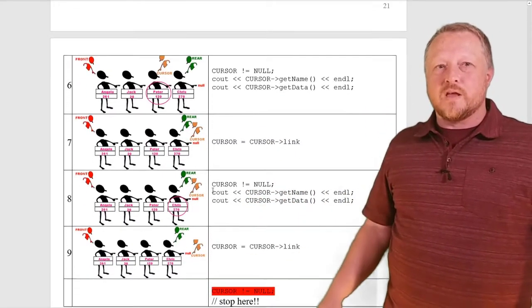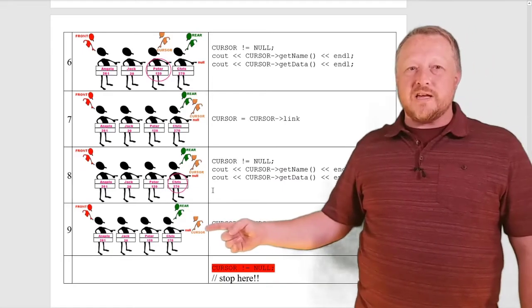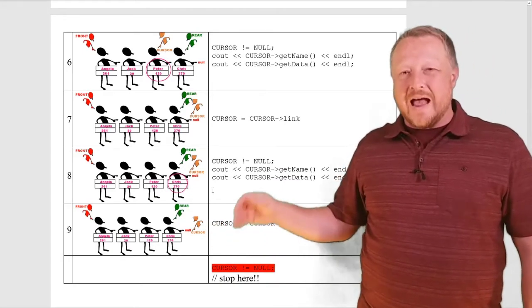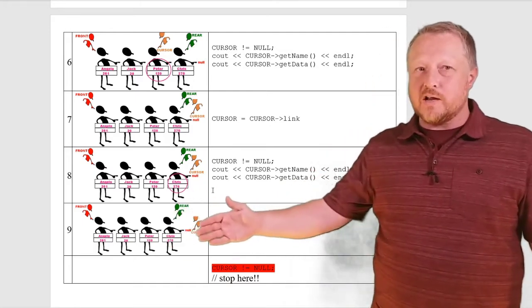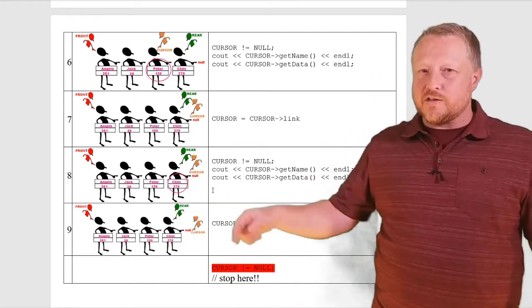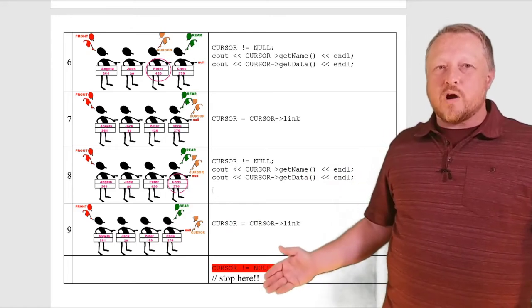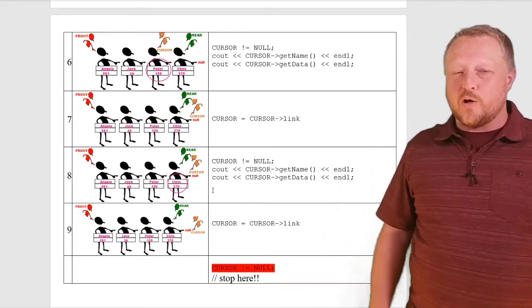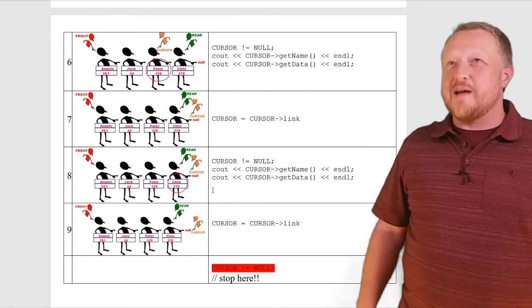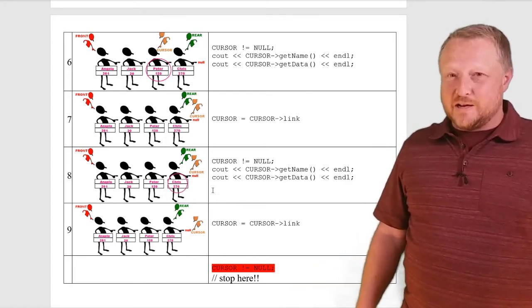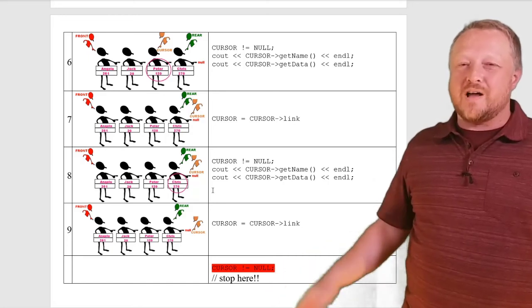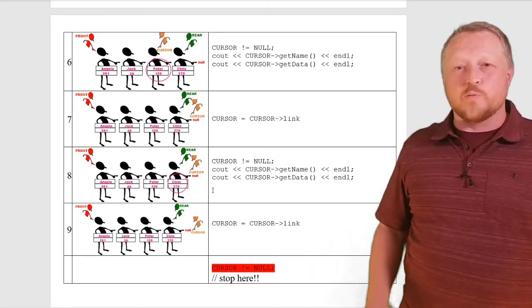Now, when we finally get to here, the cursor actually does equal null because it went all the way through the entire list and finally ended up pointing to the null. That's where our condition turns false. Does cursor not equal null? That is false. So that's why we finally get to stop, and that's where I like the for loop in my version.